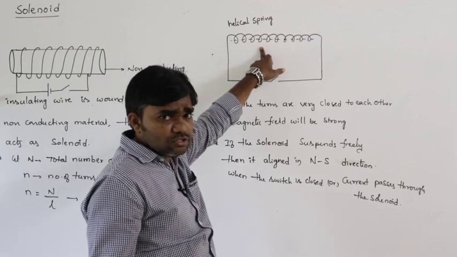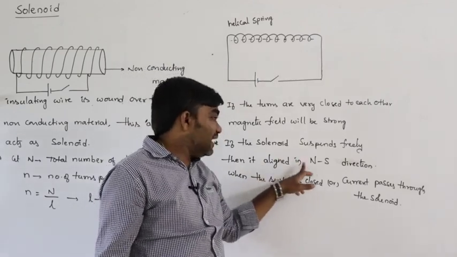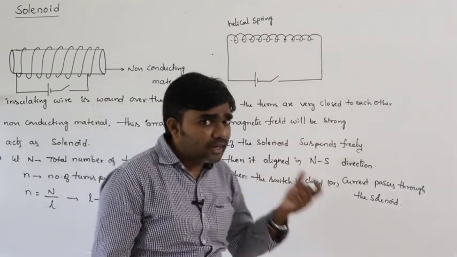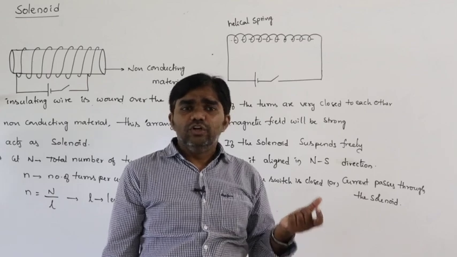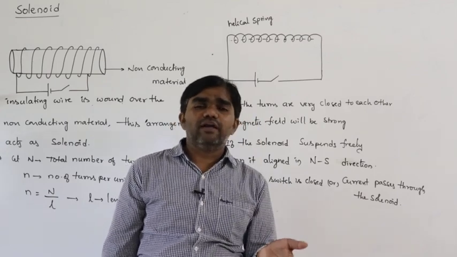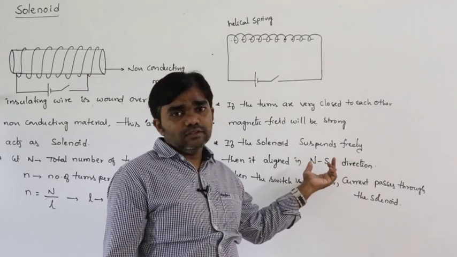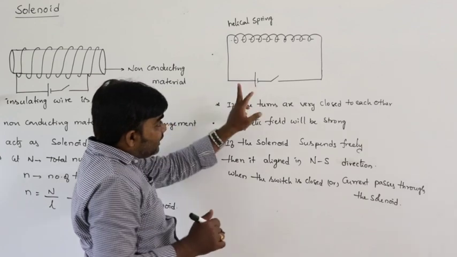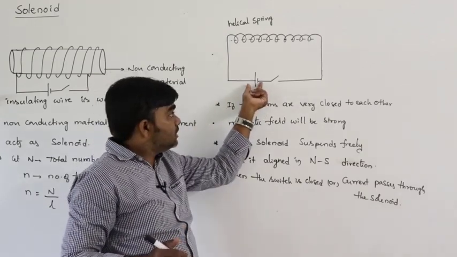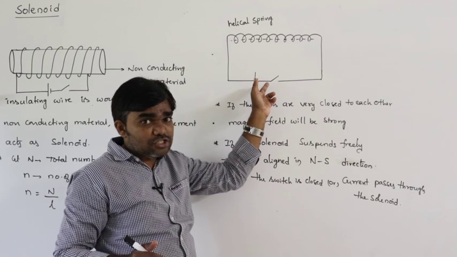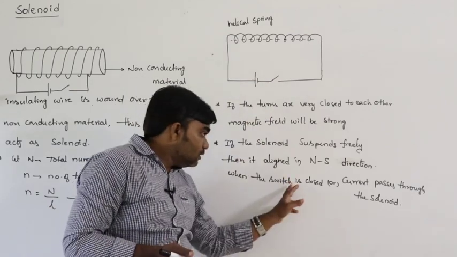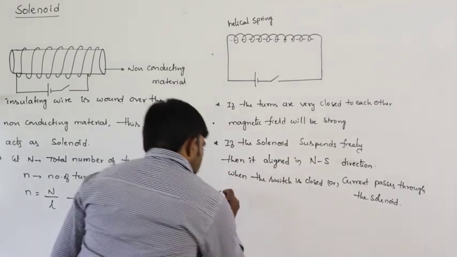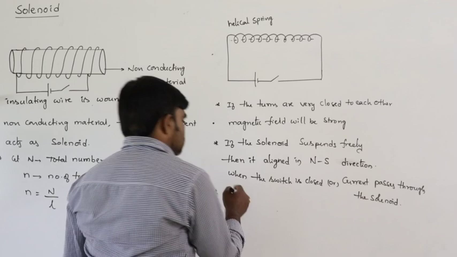If the current passes through the solenoid, it must align in the north-south direction, because a magnetic field must be developed inside the solenoid. Due to that magnetic field, it must be aligned in the north-south direction. If the terminals of the battery are exchanged, then what happens? The solenoid rotates through an angle of 180 degrees. That means it aligns in the opposite direction.